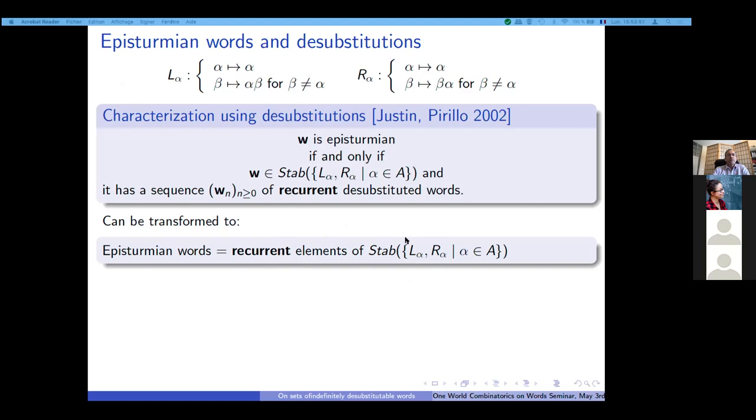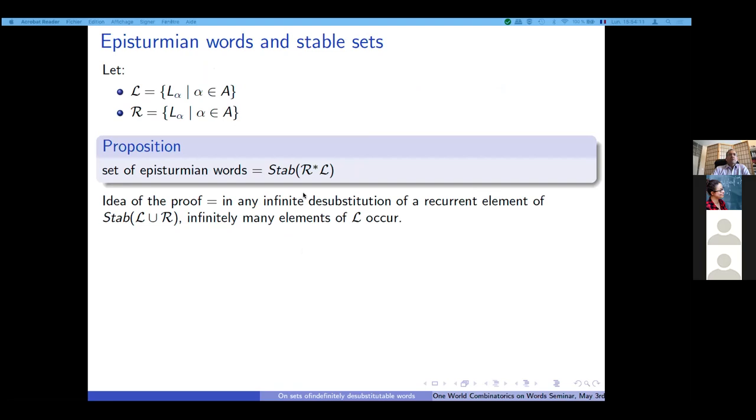But this characterization may not be completely satisfying, because we have this additional condition, and so we can ask for a characterization of episturmian words using a stable set, but without another additional hypothesis. And this can be done by contracting the sequence of substitutions, and observing that in any infinite desubstitution of a recurrent element of the stable set, so considering any episturmian word, there must exist infinitely many occurrences of an L morphism. And so we can see that the set of episturmian words is exactly the stable set of the set of substitutions obtained by composition of R morphisms plus one L morphism. But this set is infinite.